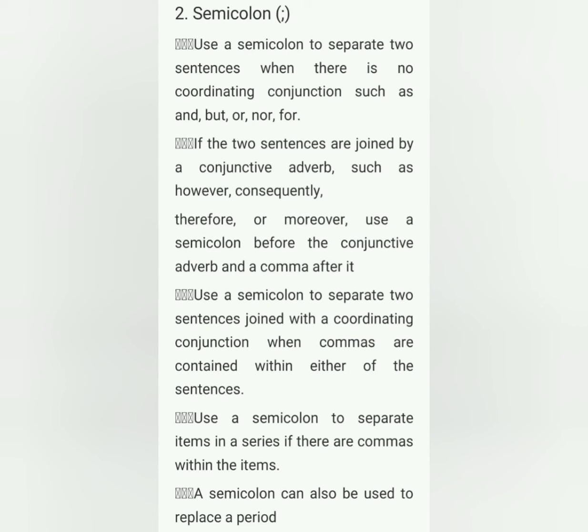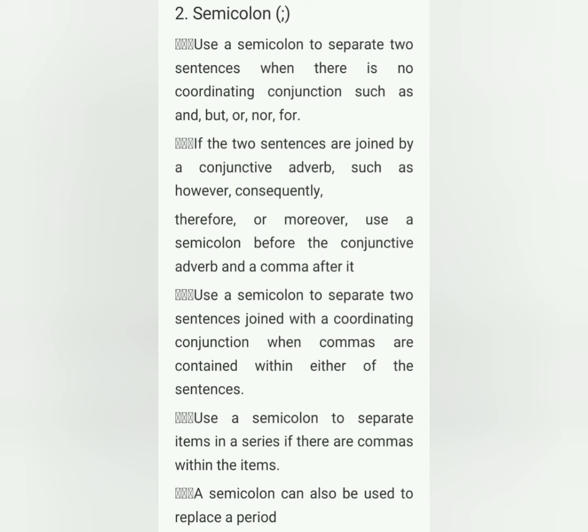The second one is the semicolon. Use a semicolon to separate two sentences when there is no coordinating conjunction such as and, but, or, nor, for. If the two sentences are joined by conjunctive adverbs such as however, consequently, therefore, or moreover, use a semicolon before the conjunctive adverb and a comma after it. Use a semicolon to separate two sentences joined with a coordinating conjunction when commas are contained within either of the sentences, and to separate items in a series if there are commas within the items. A semicolon can also be used to replace a period. These are the main usages of the semicolon.